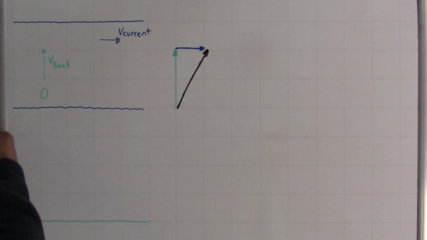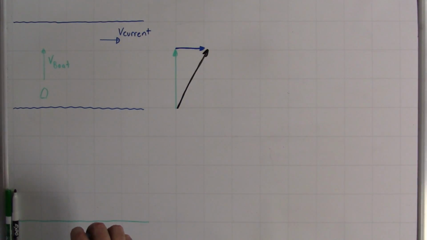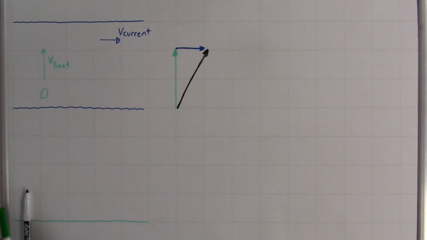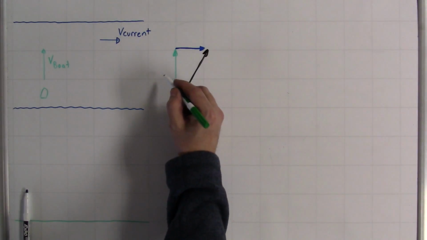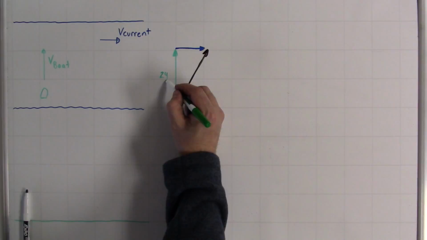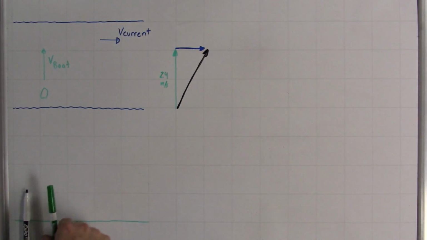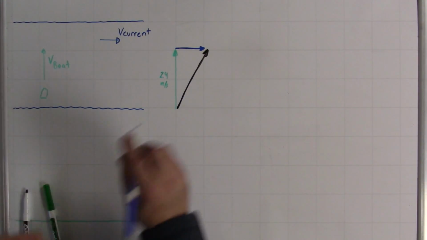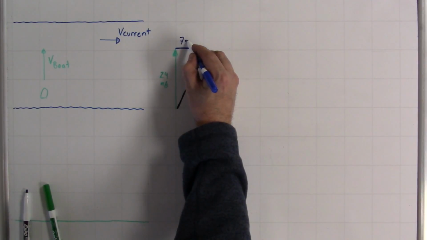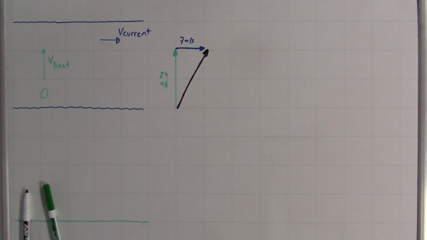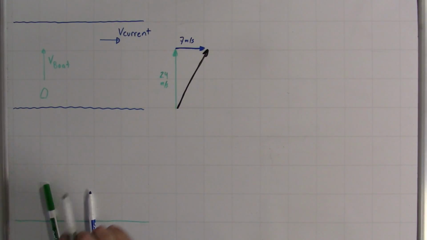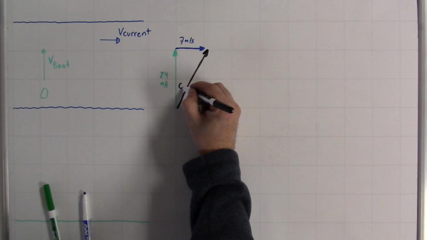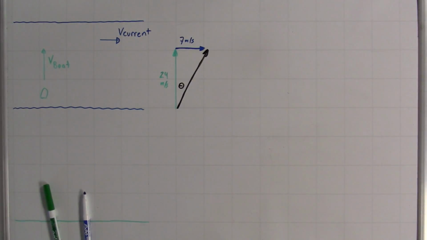In this particular problem, it says that the speed of the boat is 24 meters per second, and that the speed of the current is 7 meters per second. And so how do we find out the speed and angle that it really looks like? This is pretty standard right triangle trigonometry and Pythagorean theorem.